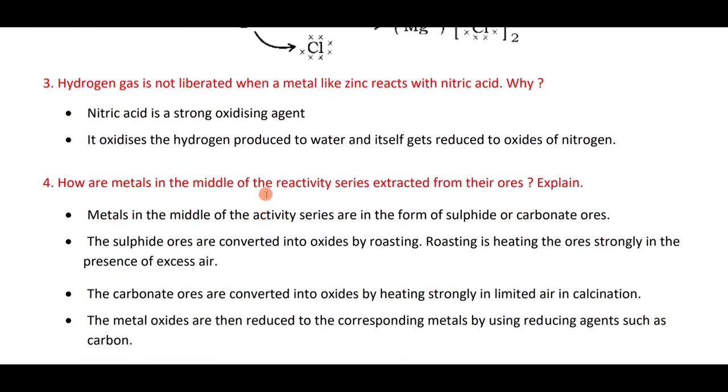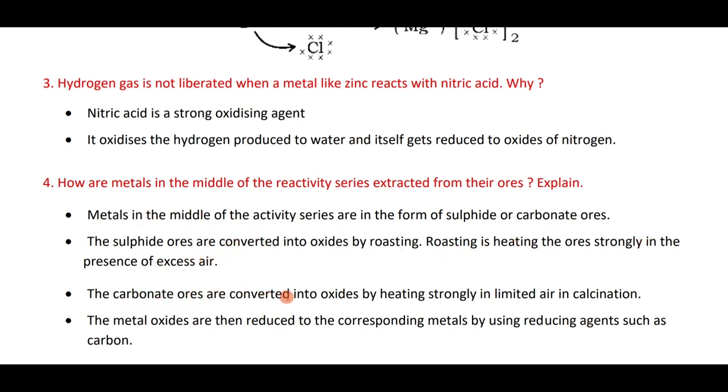However, metals in the middle of the reactivity series are extracted from their ores. They are in the form of sulfide or carbonate ores. The sulfide ores are converted into oxides by roasting. Roasting is heating the ore strongly in the presence of excess of air.